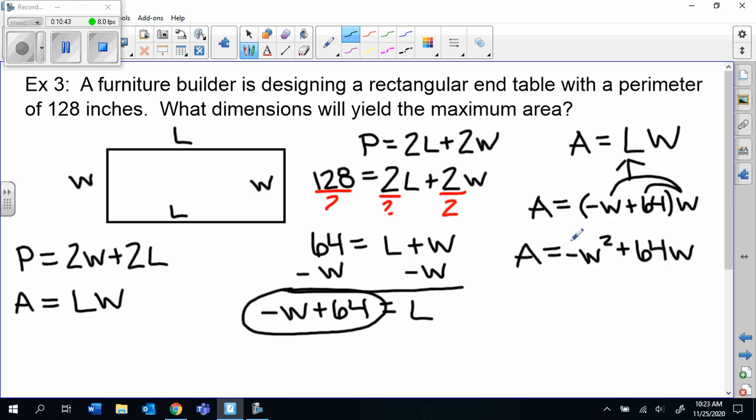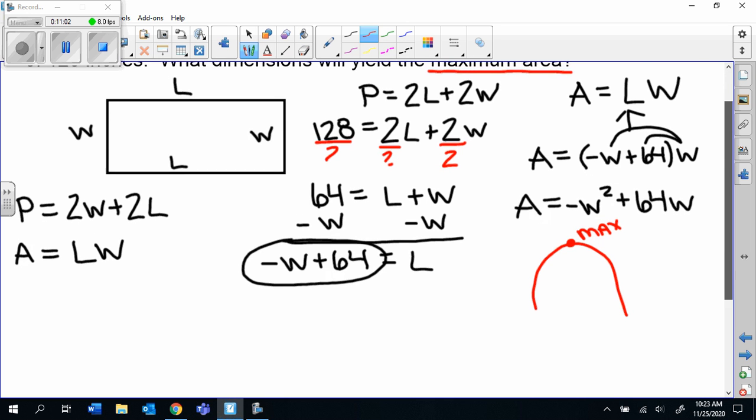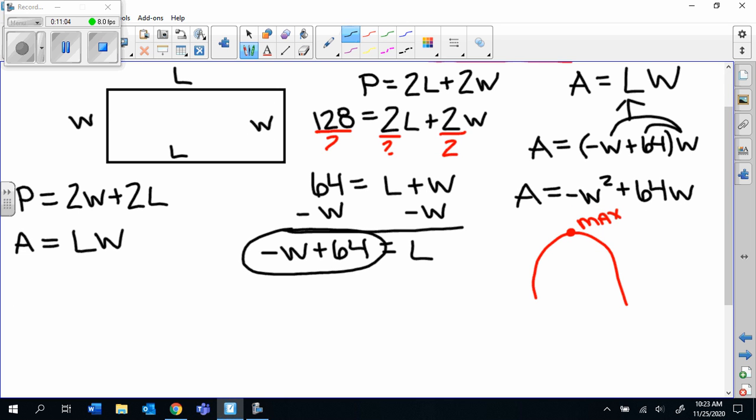I've got a quadratic with a negative coefficient. So if you think about how that would be graphed, it would open down, which means the vertex would be here on top, which means that I would have a maximum, and I am looking for the maximum area, so it all kind of interconnects. So now we're going to use that formula. The shortcut is W, because it's not X in this case, it's W, equals negative B over 2A.